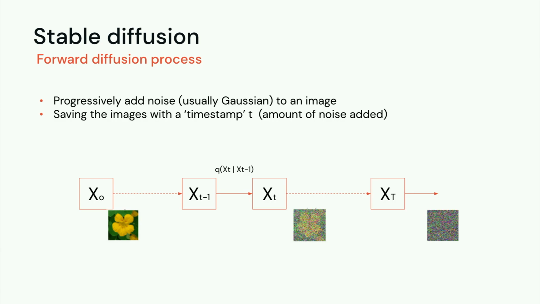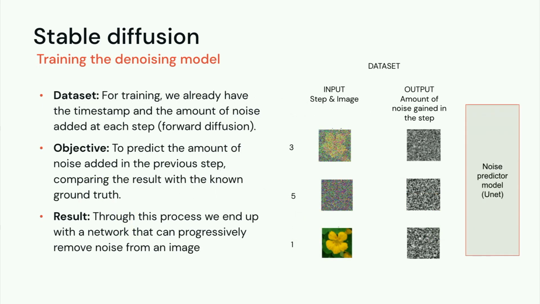So for that, we're going to build a training dataset, and we're going to use the forward diffusion process. We're going to add noise gradually, progressively to an image from our training dataset, and we're going to save how much noise we add to that image and the timestamp, I mean, in which step we were. So with that, we're going to generate the dataset as we see here, and that is the dataset we're going to use to train the denoising model.